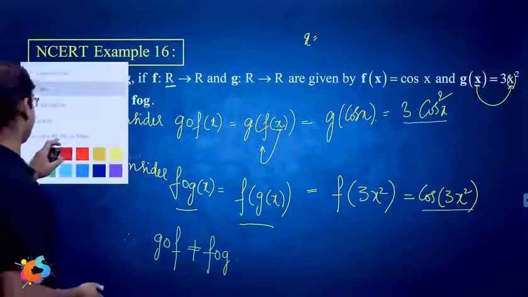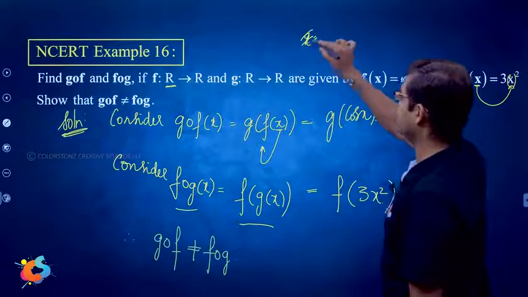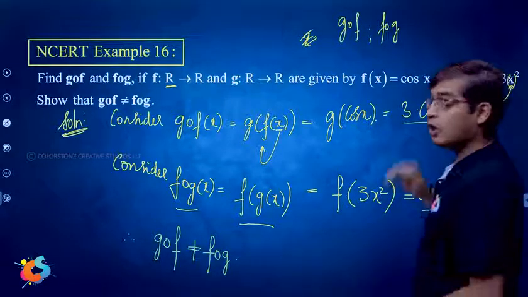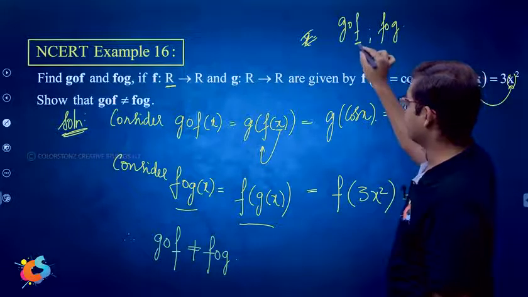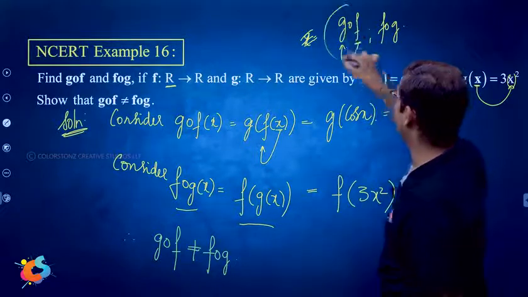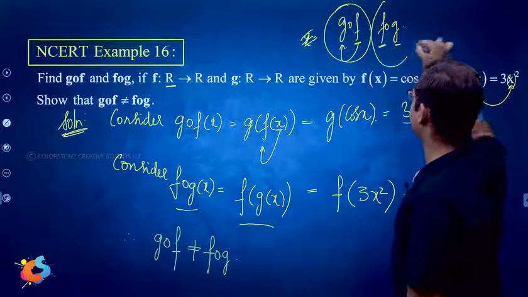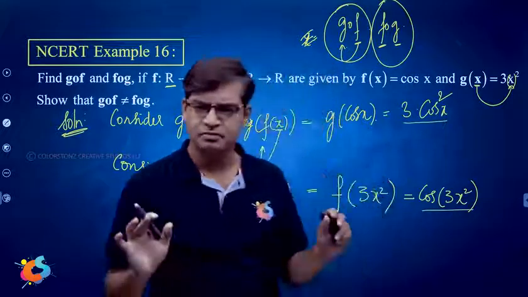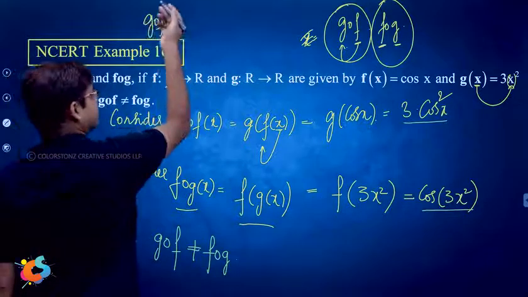So that's all. So from here, what all we understood? We understood that G circle F can be defined, F circle G also can be defined. All that matters is the codomain of this function and domain of this function. If they are same, then we can define a composite function. Codomain of inside function and domain of outside function, if they are same, then we can define the composite function. Simple, right?